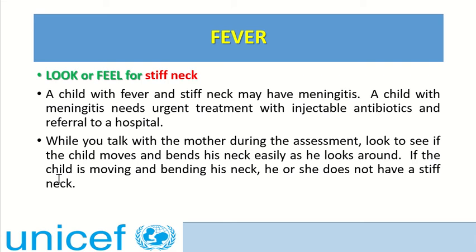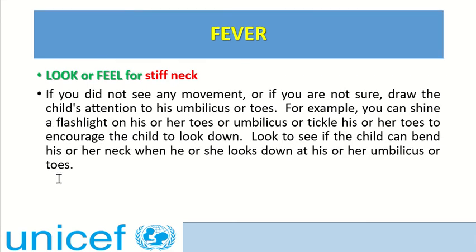While you talk with the mother during the assessment, look to see if the child moves and bends his neck easily as he looks around. If the child is moving and bending his neck, he or she doesn't have a stiff neck. If you didn't see any movement, or if you are not sure, draw the child's attention to his umbilicus or toes. For example, you can shine a flashlight on his or her toes or umbilicus, or tickle his or her toes, and encourage the child to look down.